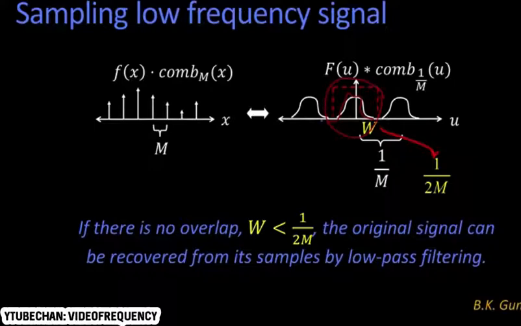So if there's no overlap, if w is less than 1 over 2m, the original signal can be recovered from its samples by low-pass filtering, which we'll talk about in a minute. Those of you that know something about Nyquist sampling know that if I want to recover, say, something up to 20 kilohertz, about the extent of human hearing, I would need to sample at least 40 kilohertz.